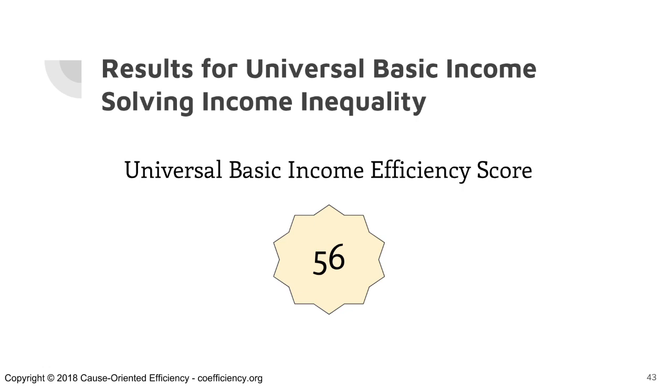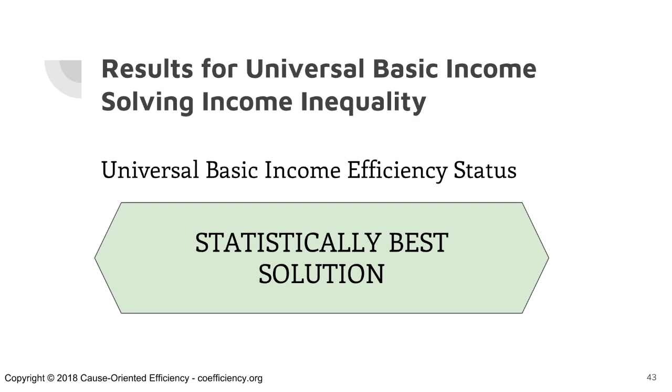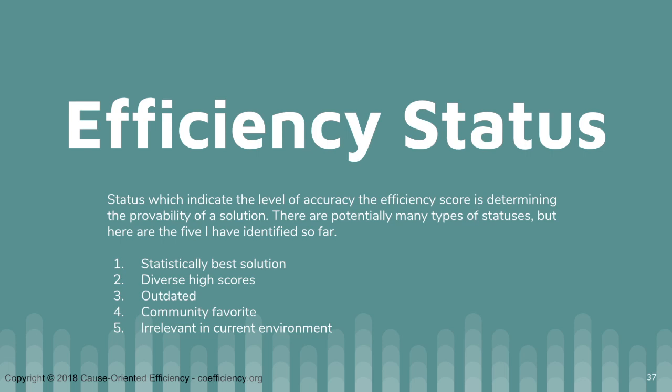Now, there are some issues with this, and this would be helped by an indicator called the status. The status essentially says that this score is dependable, and it might have a label like we have here on the screen, statistically best solution. There could be other labels for this. Instead of statistically best solution, there could be something like outdated, which would indicate that the score is old and there haven't been any updates to this score, so the solution might need more cases for and against it with better factors, better weights, etc.